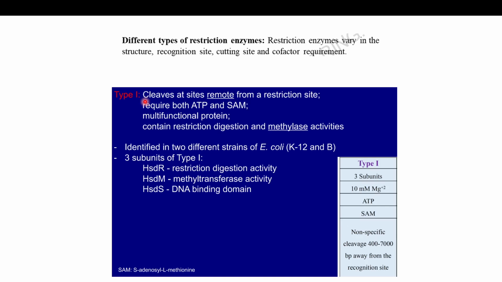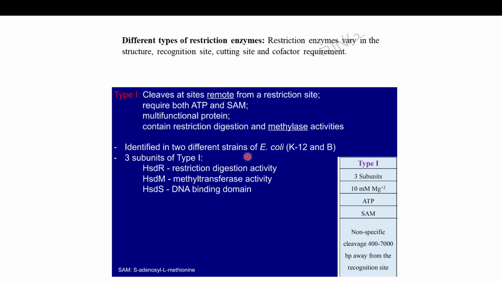Also, these restriction enzymes can vary depending on the type of cofactors required for their function. So there's type 1, which cleaves at sites quite far away from the recognition site, from their actual cutting site. It requires both ATP and SAM. SAM here is S-adenosyl L-methionine. Type 1 is a multifunctional protein. It contains the restriction activity, the R activity, as well as the methylase activity, the M activity, that we were talking about in the previous slides.